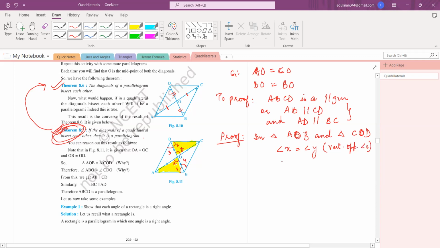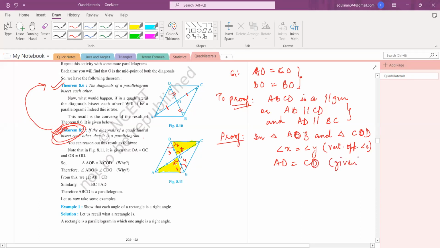Okay. Hamna, tell me the next one. Next criteria. Ma'am, line AO is parallel to line CO. Parallel you have to prove. To prove. What is given? Use what is given. Yes. So AO is equal to CO. This is given.